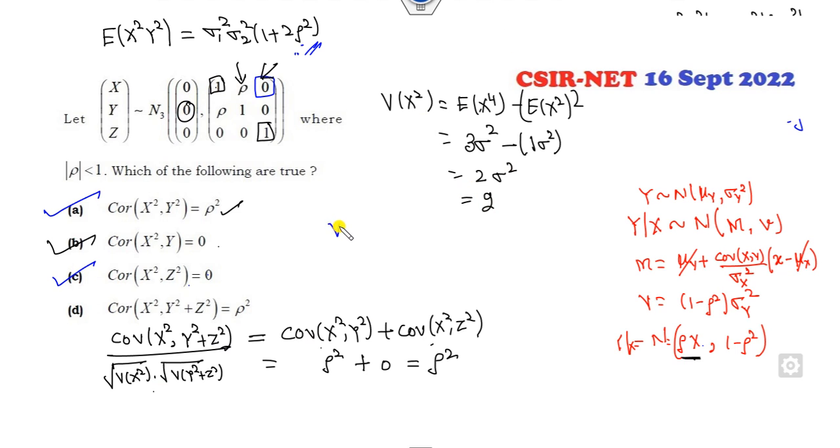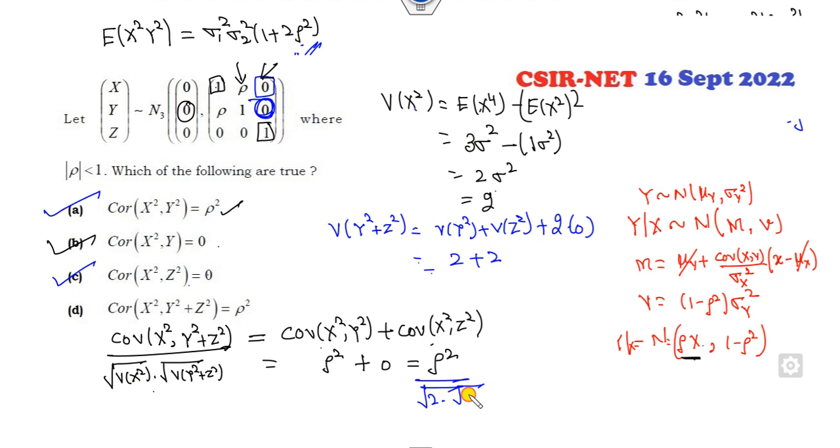I can find the variance of y square plus z square, which is the variance of y square plus the variance of z square plus the covariance of y square and z square. The covariance of y and z is 0. Each variance is 2, so 2 plus 2 is 4.